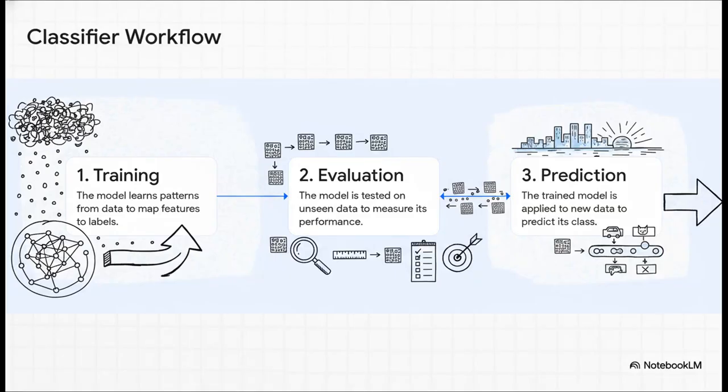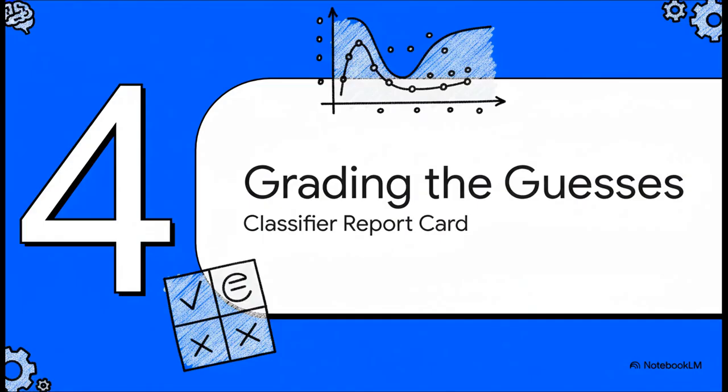First up is training. This is the school phase, where the model just plows through mountains of data to learn all the patterns. Next comes evaluation. Think of this as the final exam. We test it on new stuff it's never seen before to see how well it learned. And finally, there's prediction. This is when the model graduates and goes out into the real world to start making decisions on live data.